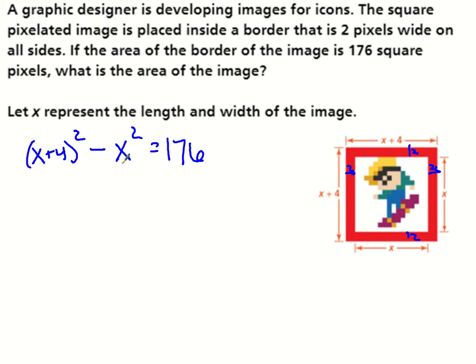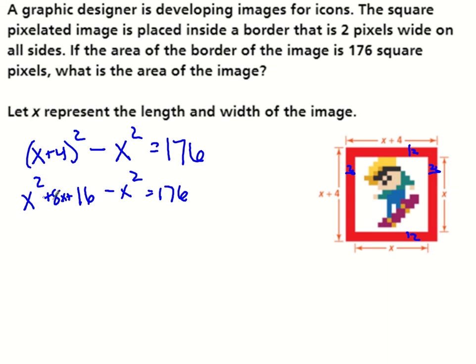Now I can use our shortcut real quick for x plus 4 squared. I know that's going to give me x squared, and 16, because when I'm squaring a binomial, I square the first term, square the second term, and multiply the two terms, which is x times 4, which is 4x, but I multiply that by 2. That's 8x. So that's what this simplifies to. Minus x squared equals 176.